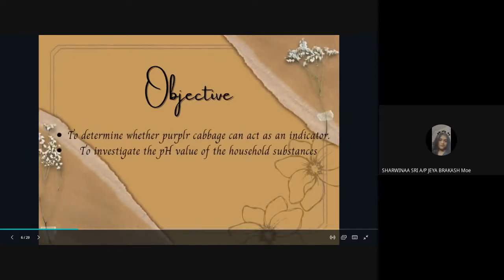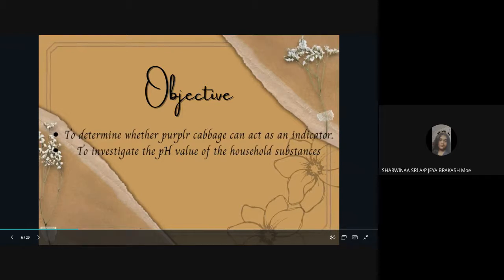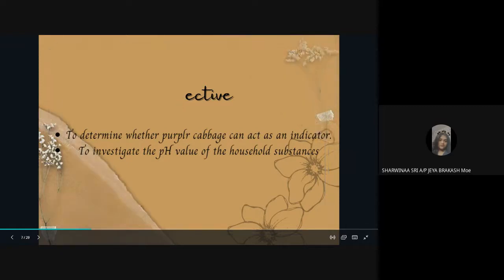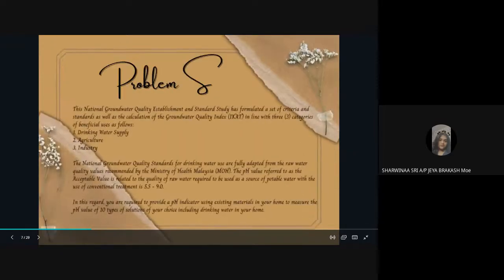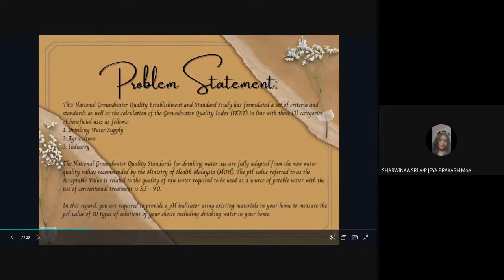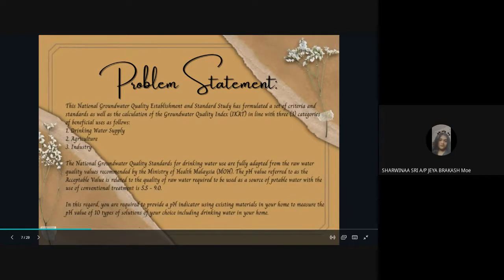So these are the objectives of the experiment. Firstly, to determine whether purple cabbage can act as an indicator. Secondly, to investigate the pH value of household substances. So this is the problem statement. I am required to provide a pH indicator using existing materials in my home to measure the pH value of 10 types of solutions of my choice, including drinking water in my home.